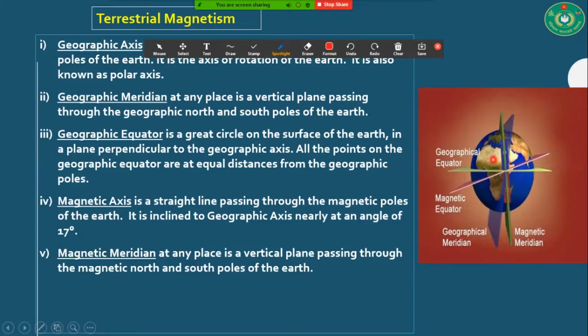Okay, let's see a video. I think after observing this video, every parameter related to terrestrial magnetism will be very clear to all of you. Please have a look.